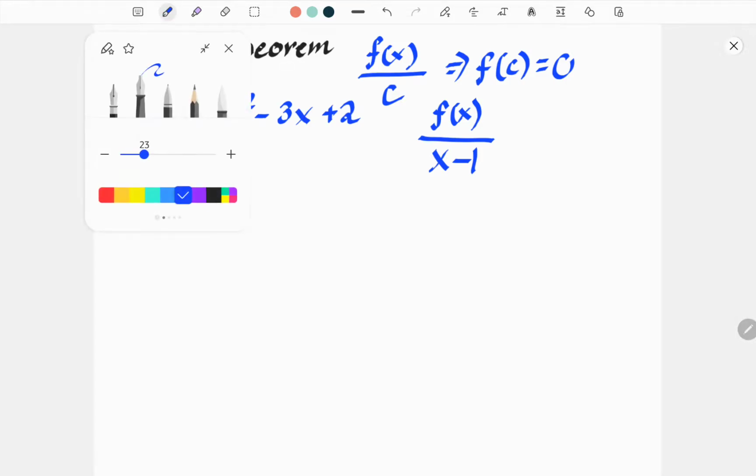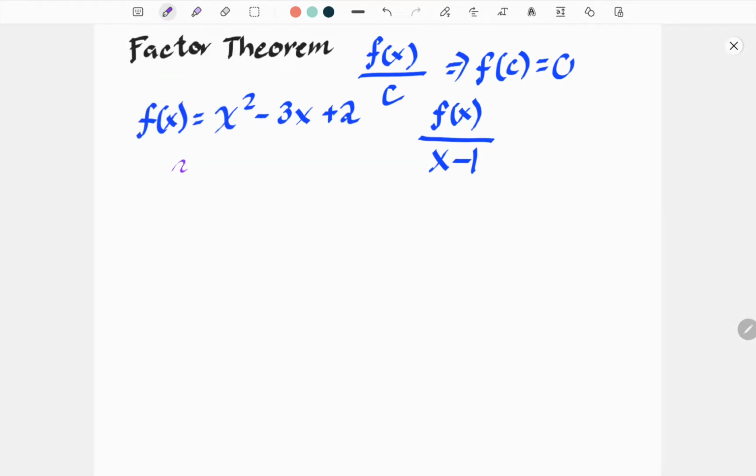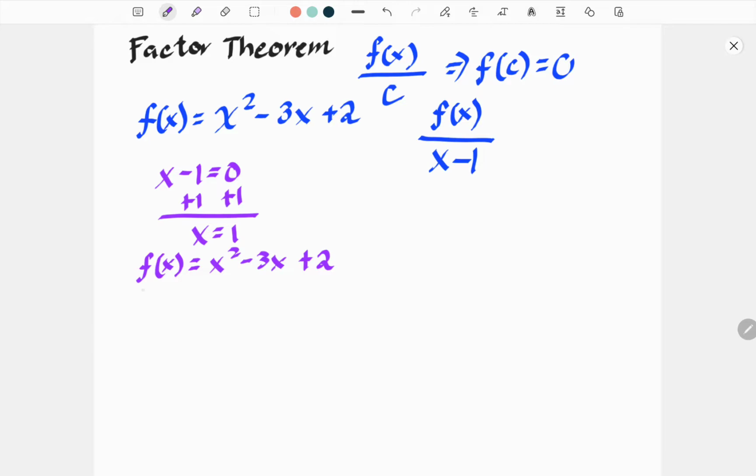So we divide our quadratic function, which is a polynomial function, by x minus 1. The thing that you want to do there is get the value of x. So you equate that to 0. Adding 1 to both sides, we have plus 1 plus 1, so we could say that x is equal to 1. Then we evaluate the function. So f of x is equal to x squared minus 3x plus 2. Evaluating that, f of 1 is equal to 1 squared minus 3 times 1 plus 2.